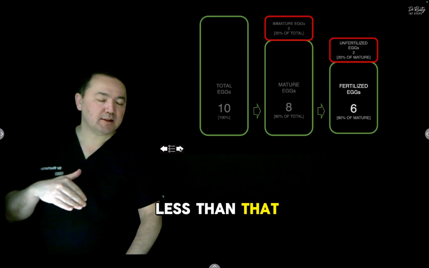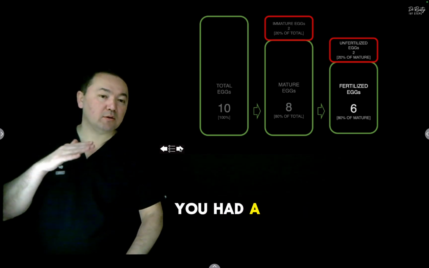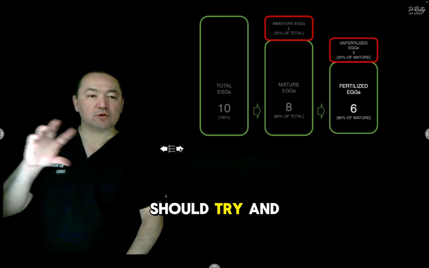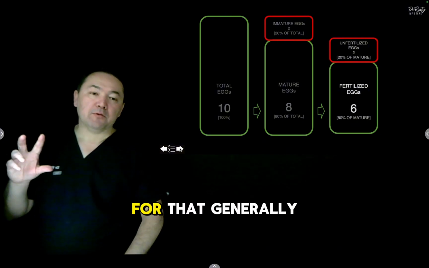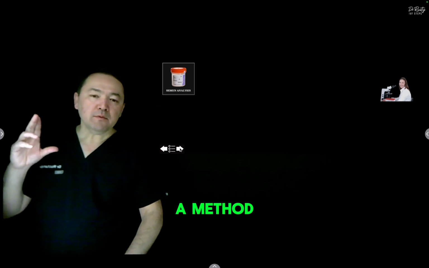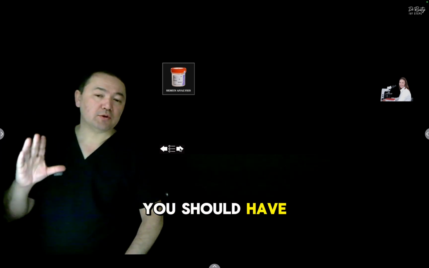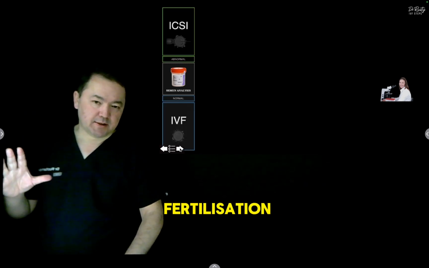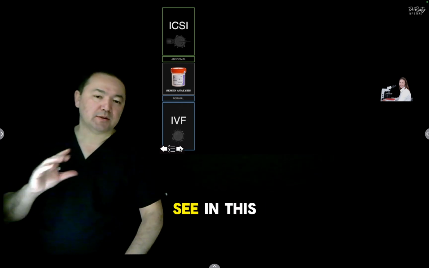If you get less than that, that means that you had a low fertilization, and you should try and find out the cause for that. Generally, if you select a method, IVF or ICSI, correctly, you should have a very similar fertilization. Let us see in this scenario.